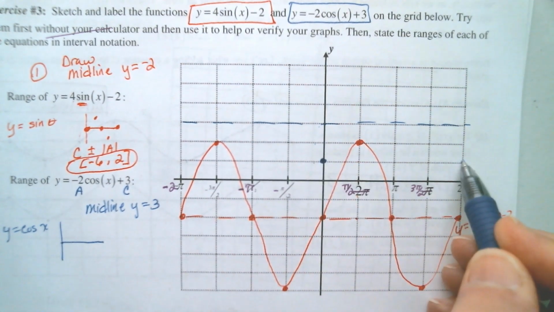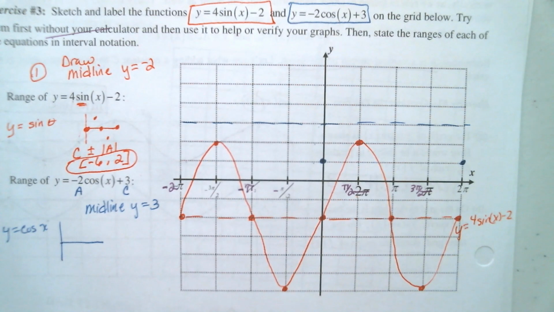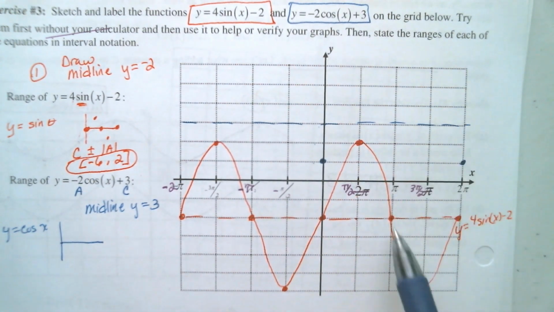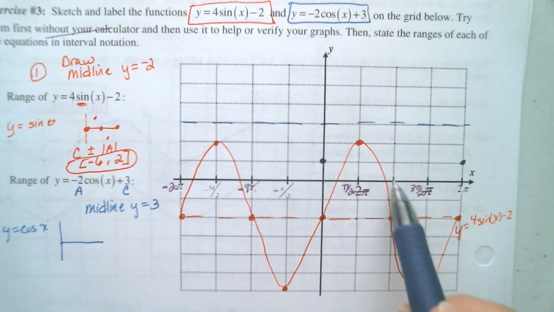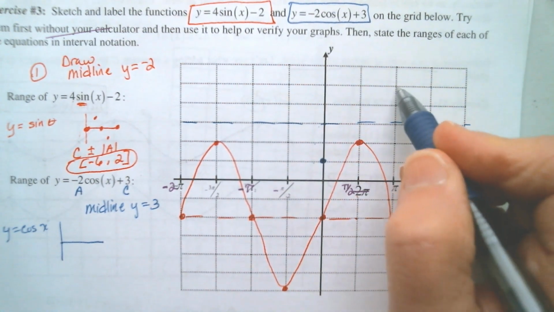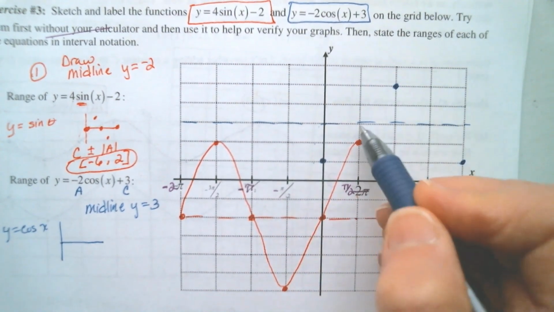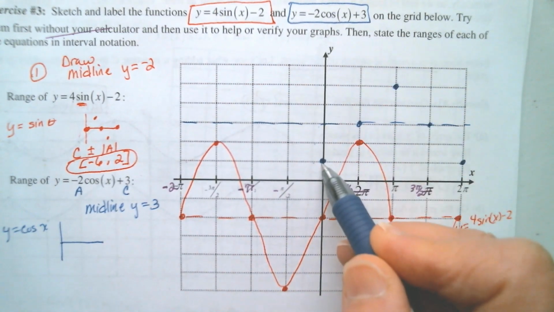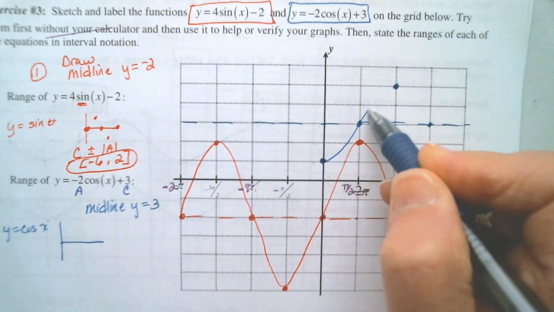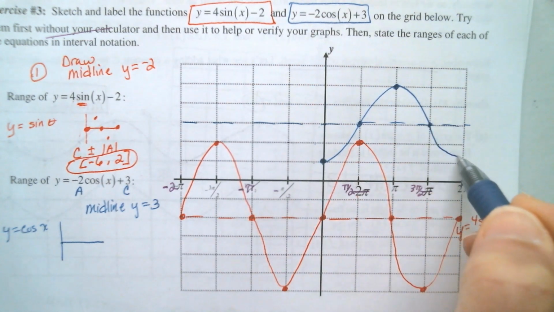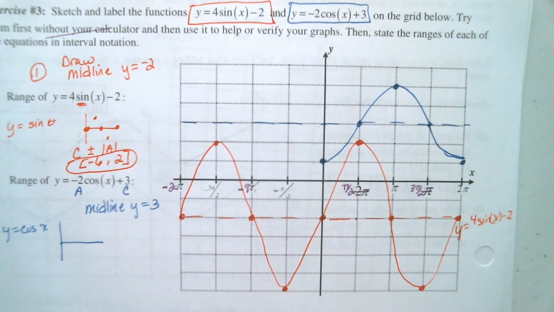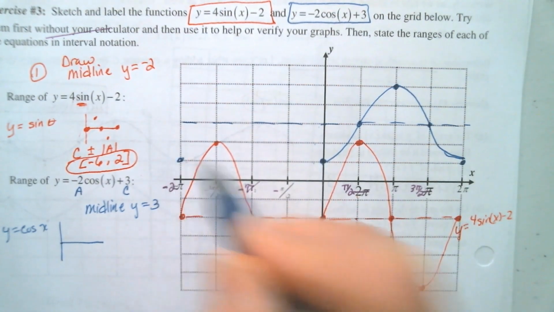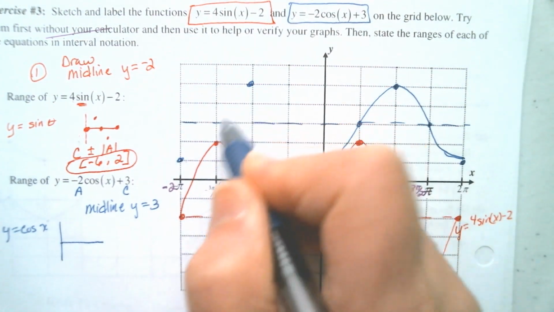At 2 pi, that's where it's going to end up, negative 2 units below the midline. And at pi units or pi radians, it would be 2 units above the midline. And then hit the midline midway between. And it's symmetric with the y-axis, so we reflect each point over the y-axis.